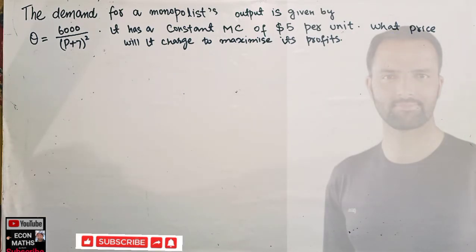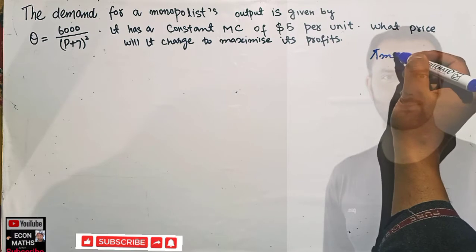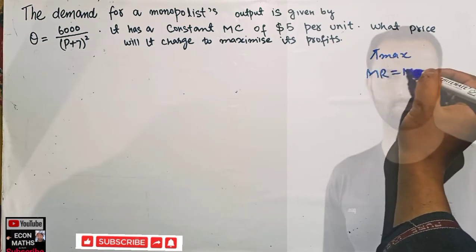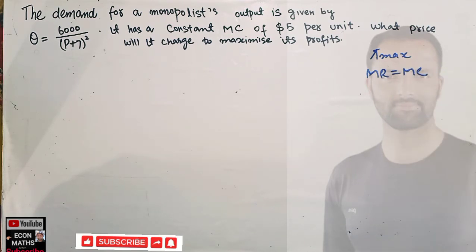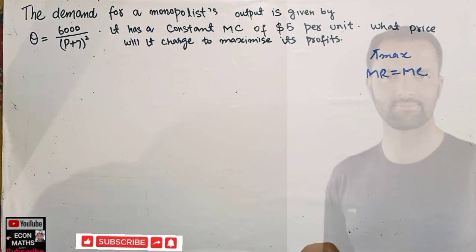So what is the profit maximization condition? Profit maximization requires that marginal revenue should be equal to marginal cost. This is one of the conditions for profit maximization. Now let us see what we are being given here.